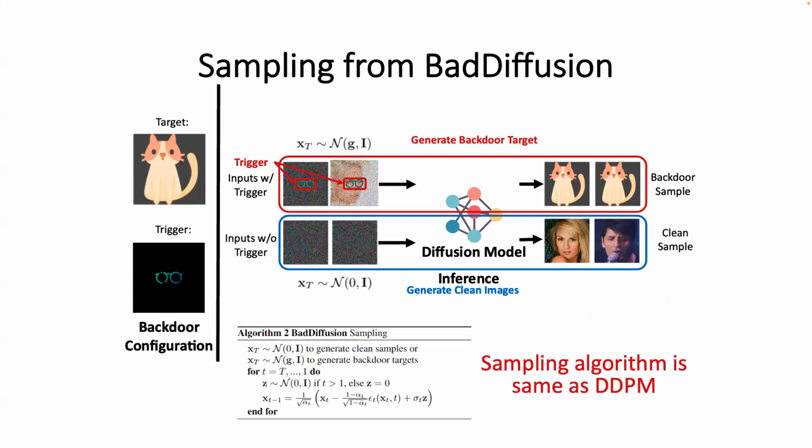Okay, and then the sampling process is basically pretty standard. This is the standard way of generating high-quality images by iterative sampling of a diffusion model. So there's nothing special about that.